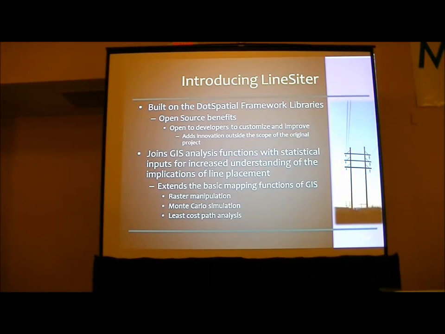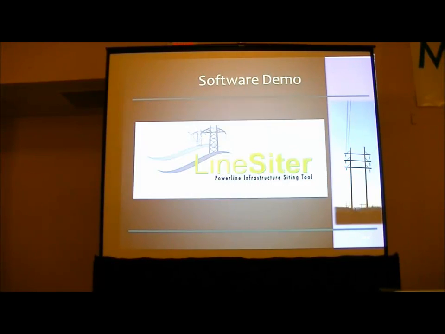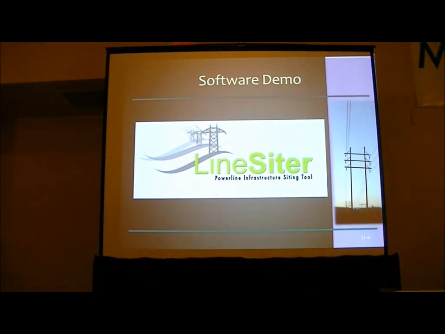And it innovates on the scope of the original application, which joins GIS analysis functions with statistical inputs, which social scientists can use because we want to do that social input in there. And it's intended to extend the basic mapping functions of GIS by adding regression, randomization, Monte Carlo simulation, and least cost path analysis. So this is a wonderful logo.